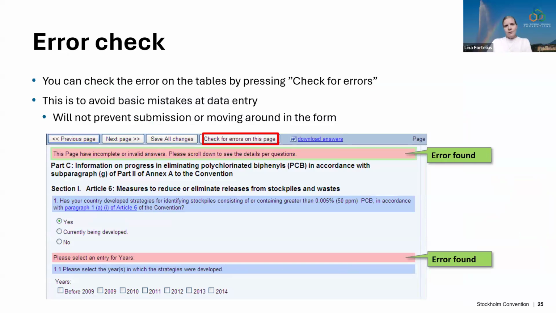The system will guide you at all times on how to fill in the questionnaire. So it will warn you when it detects missing or incorrect forms of data when clicking the check for errors button. So there is this check for errors button on top of the page always. And this is just an informational warning, so it will not prevent you from moving to another page or to submit your report. However, a few quality control measures were included in the reporting cycle questionnaire to avoid basic mistakes at the data entry.